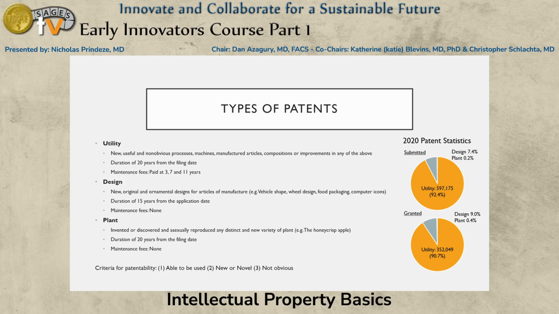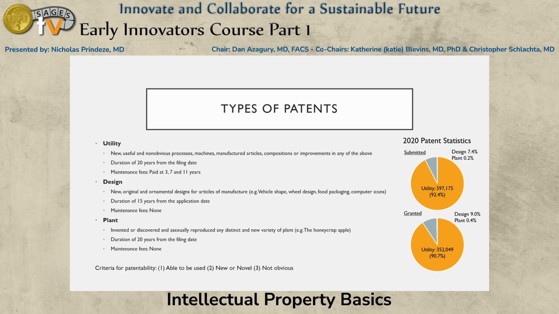So looking more deeply at patents, there are 3 types. The utility patent, again, probably what we're most familiar with. These are things that are processes, machines, or improvements on any previous versions of these. We'll talk about the data on the right, but design patents are things like vehicle shapes, food packaging, computer icons. Those are more artistic style things. And then plant patents are exactly what they sound like. These are new biological processes or creations such as the Honeycrisp apple.